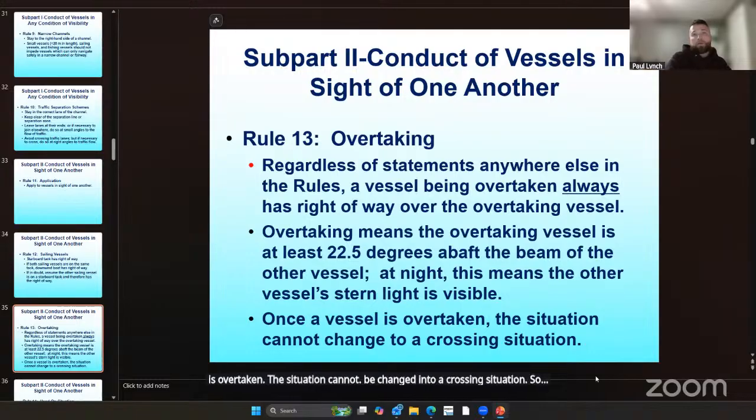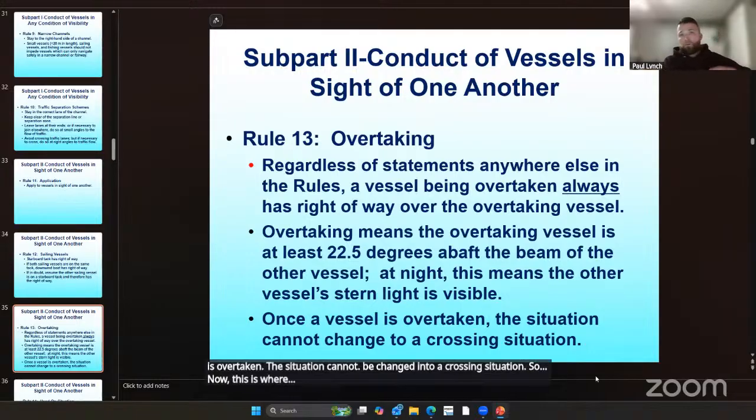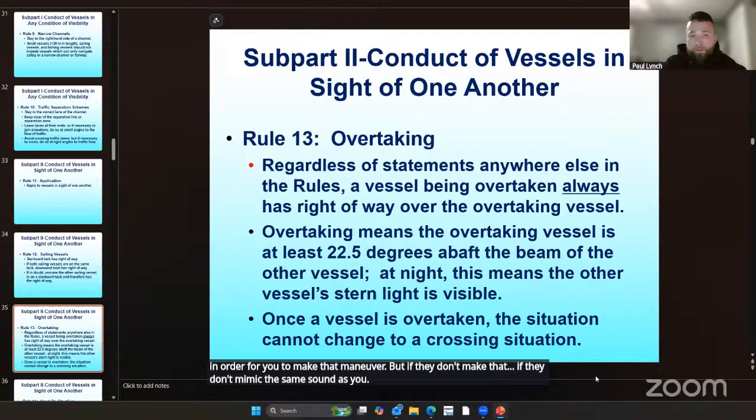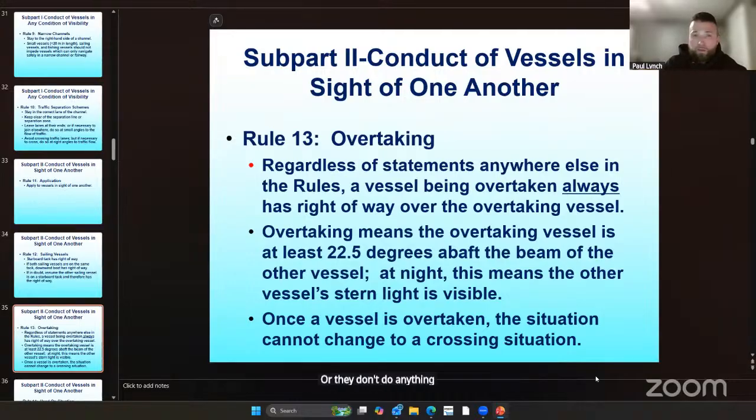So now this is where the signals of intention and execution start coming in a little bit. Because when you're overtaking, you're pretty much riding someone's bumper and want to go around them to cut in front of them. When you're in inland waters, it's signals of intention. You would have to make the appropriate sound signal, and they would have to give you the agreement signal in order for you to make that maneuver. If they don't mimic the same sound as you, or they don't do anything, then you can't legally overtake them, whether it's port or starboard.